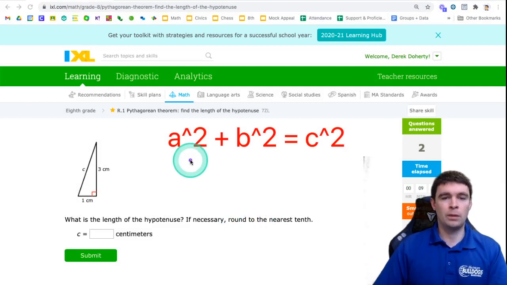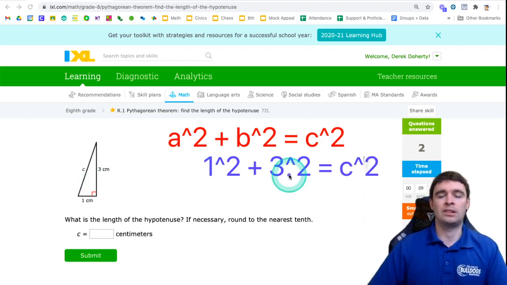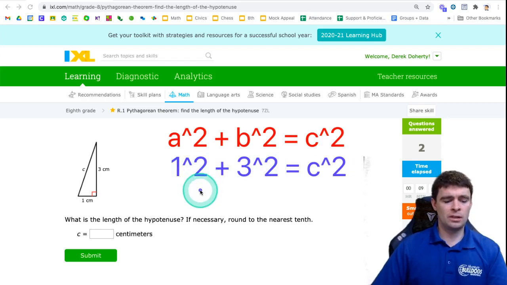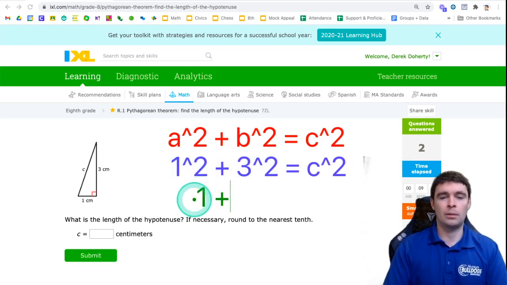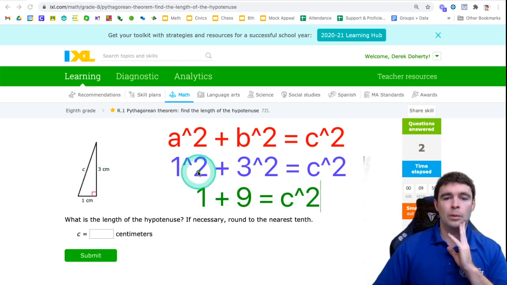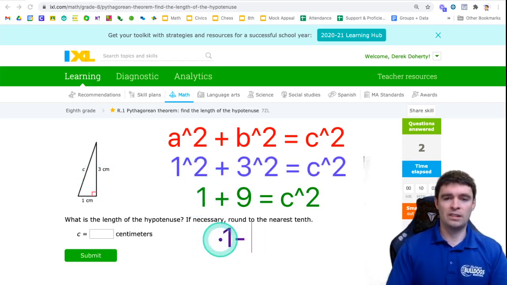The first thing we'll show in blue, again, we're just plugging numbers in here. A is 1, so we're going to do 1 squared. B is 3, so we're going to do 3 squared. And that needs to be equal to C squared. Your next job is to do those exponents out, and we'll put that here in green. 1 squared makes 1, and 3 squared makes 9. So we get 1 plus 9 equal to C squared. 1 plus 9, of course, is going to give us 10. So our equation now says 10 is equal to C squared.